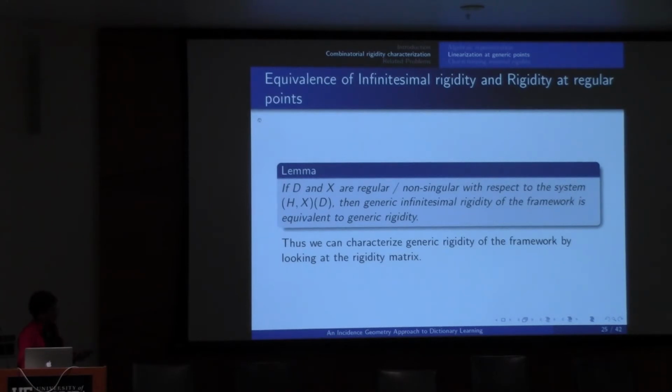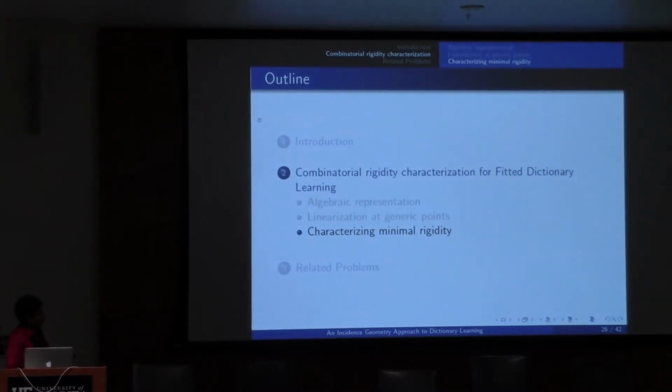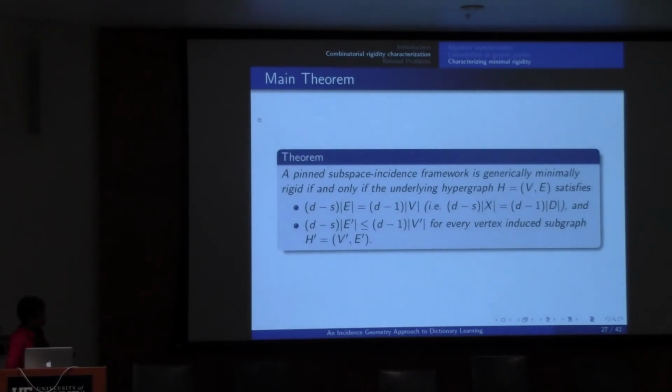So we can characterize the generic framework by simply looking at the rigidity matrix, and that's how the rows of the rigidity matrix give us this matroid. The dependencies of those rows are then the circuits of the matroid, so it's something called the generic rigidity matroid, and that's how we get the combinatorial characterization. So then we get this combinatorial characterization by looking at this matroid, and this is what I had in the previous slide. How do we prove this?